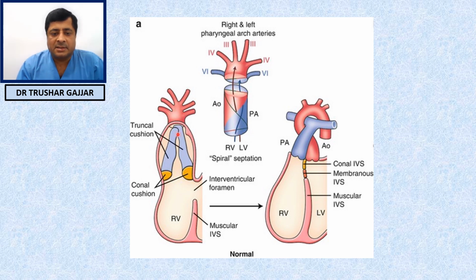Here we are seeing the truncal cushions and the conal cushions. They rotate in a spiral fashion. Finally, these cushions form the infundibular septum or the conal septum that fuses with the trabecular septum. The trabecular septum marginalis, Y of the trabecular septum marginalis, will form the interventricular septum. The fibrous tissue and part of the AV canal will form the membranous septum. The trabecular septum will form the muscular septum.